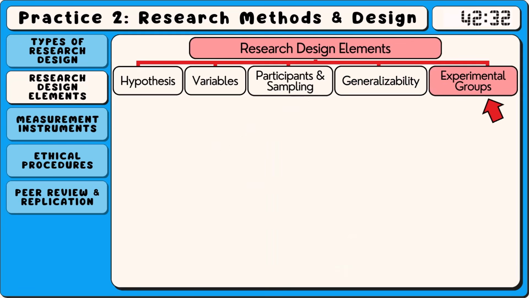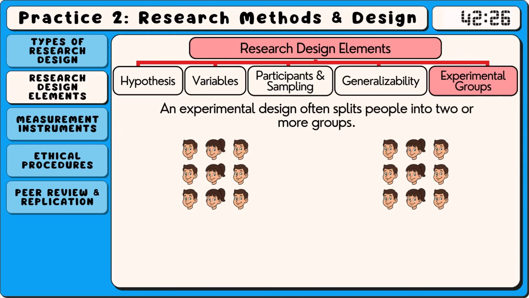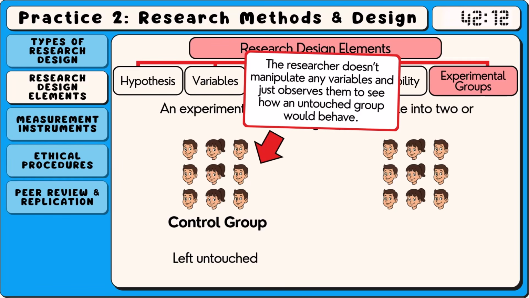Okay, the last thing we need to know in our Elements of Study Design lesson is experimental and control groups. Essentially, as you'll remember from the previous lesson, an experimental design often splits people into two or more groups. Those groups have names. The first group, known as the control group, are often left untouched. The researcher doesn't manipulate any variables and just observes them to see how an untouched group would behave.